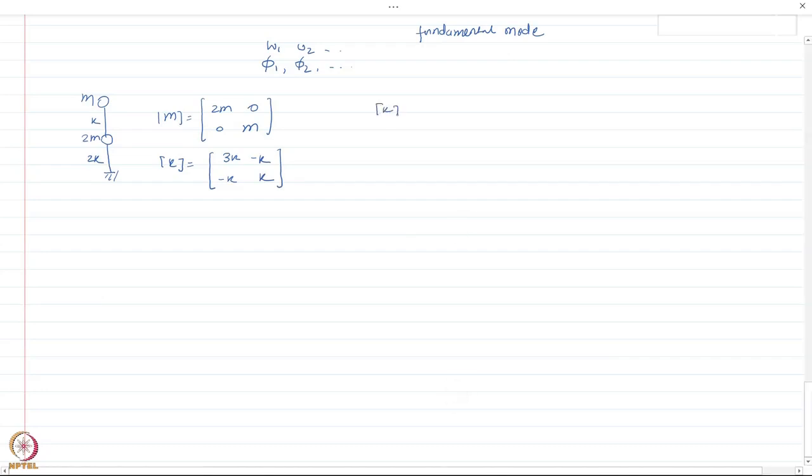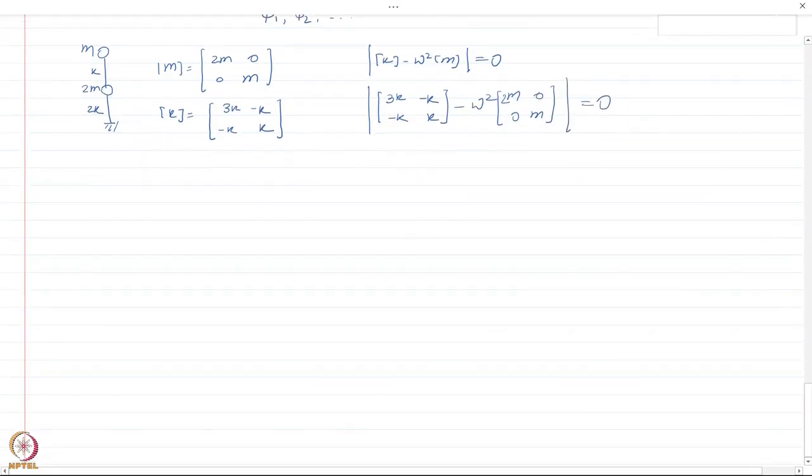Our equation was the determinant of k minus omega n square m equal to 0. So let us substitute that and see what we get. I have here 3k, minus k, minus k and k, minus omega square times 2m, 0, 0, m, and the determinant of this whole thing. So I basically get 3k minus 2m omega square, minus k here, again minus k here, and k minus omega square m, and this determinant is equal to 0.